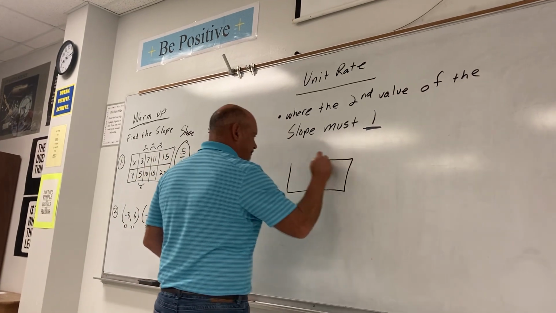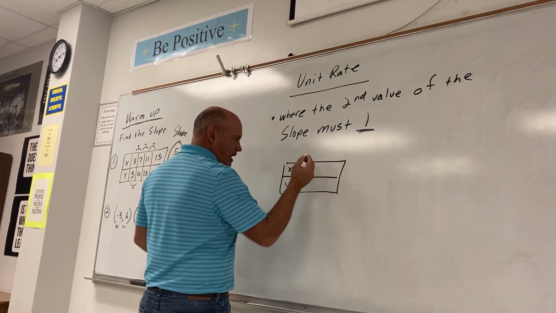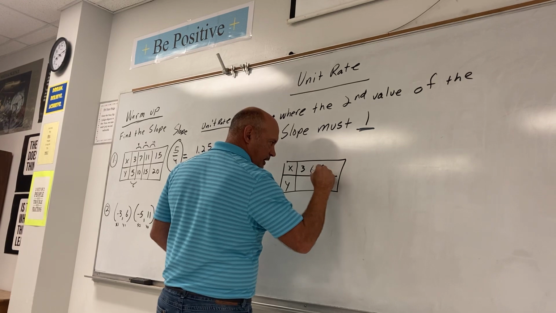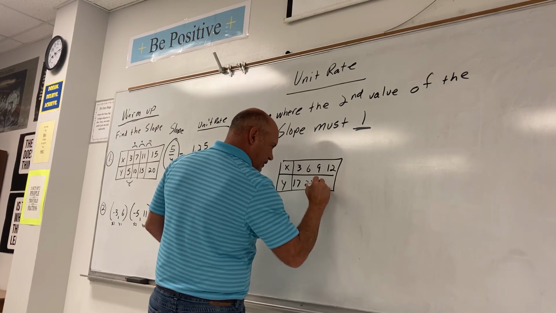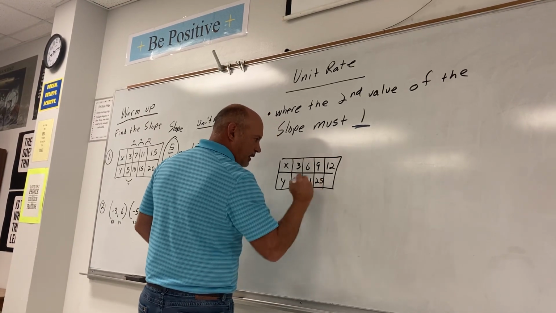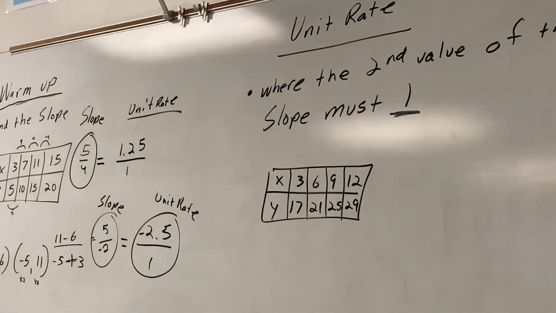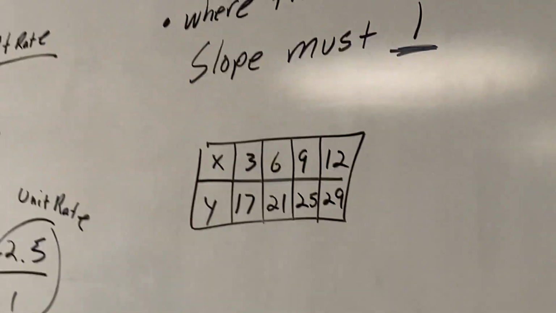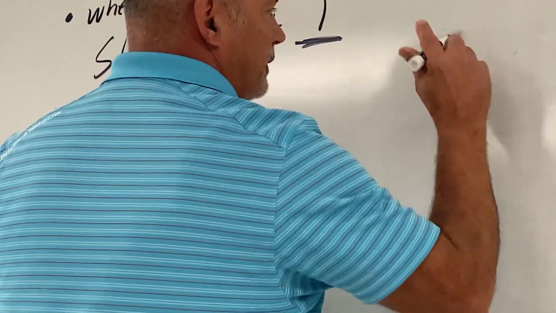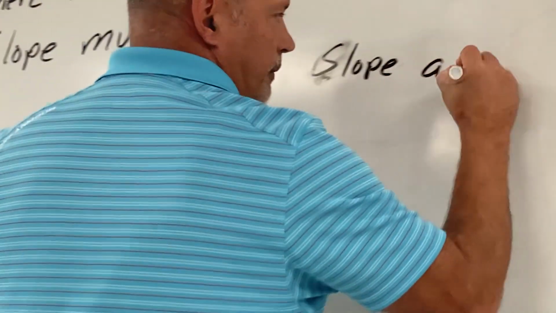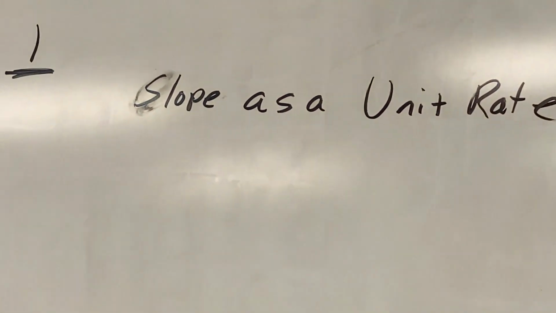What if they give me a table? Let's go with 3, 6, 9, 12. Let's go with 17, and 29. So on the homework, they may give you a table. Write that table in your notes. And they may ask you to find the slope written as a unit rate. Let's find the slope first.